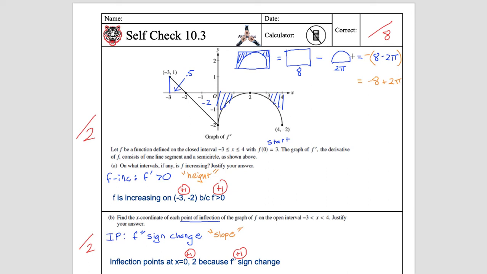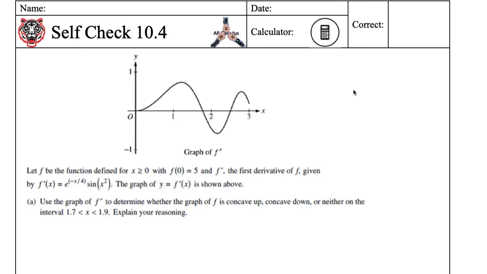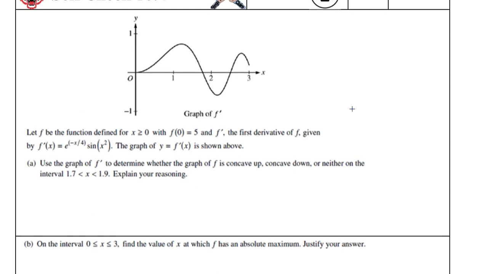Self-check 10.4. All right, so this is self-check 10.4. We do have a calculator this time. This is the first time. I don't know if 10.5 and 10.6 have them. I'm going to guess yes, because we haven't had enough calculator practice.